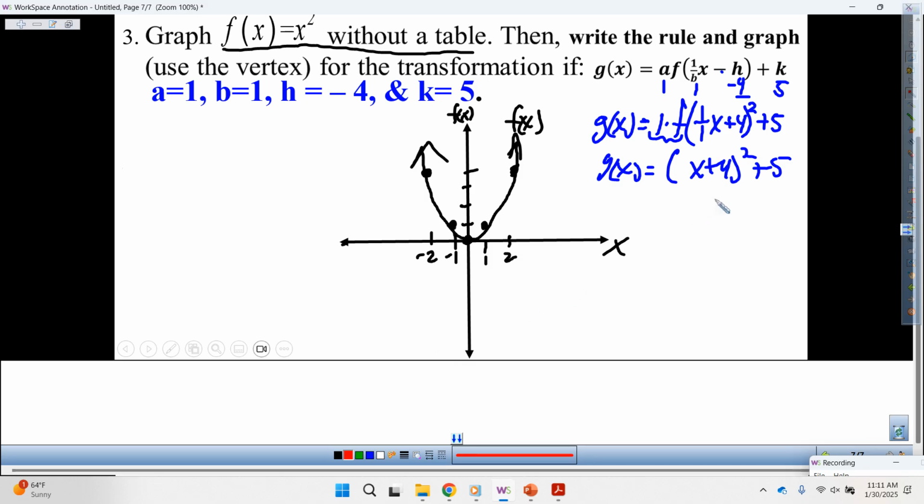4 to the left, and 5 up. Hands if you agree with that. That is correct. Now check this out. Look up to the screen.